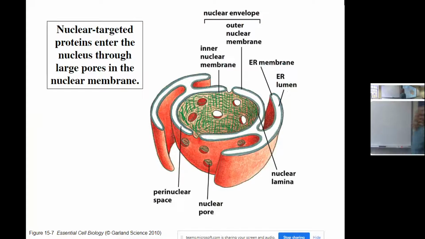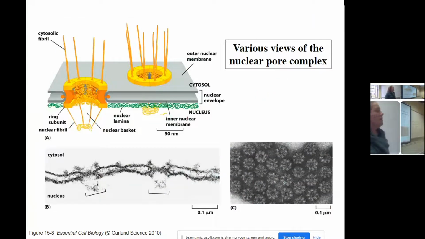What we're going to look at next is the details of how the protein that needs to go into the nucleus gets from the cytoplasm through the pore into the nucleus. So we're going to look at the nuclear pore complex. There's a part of this picture that is easier to see with the lights off.